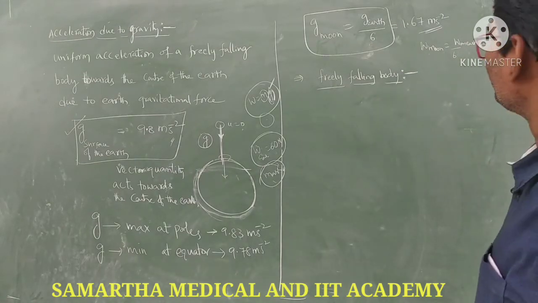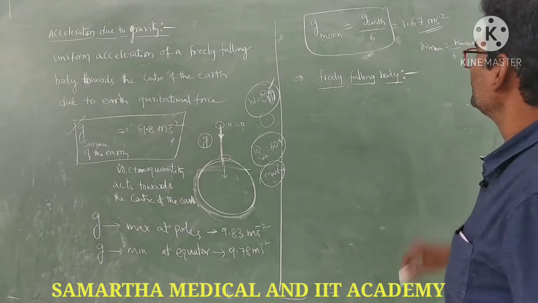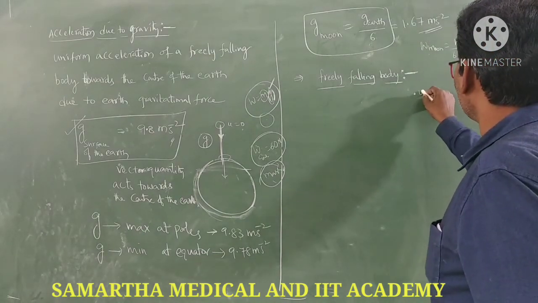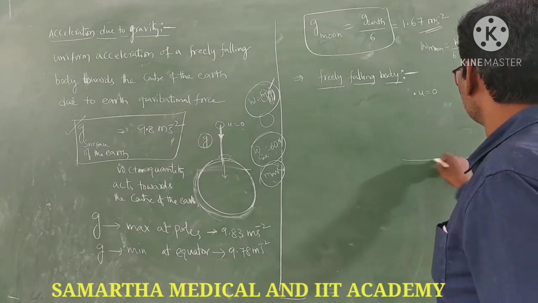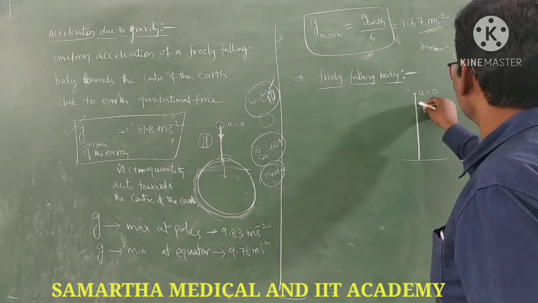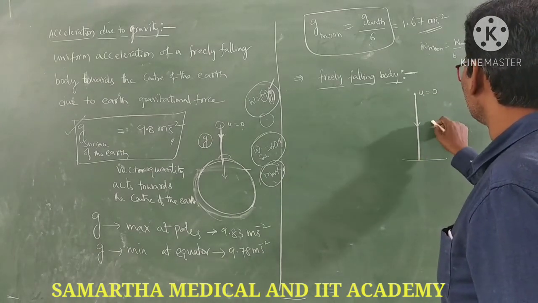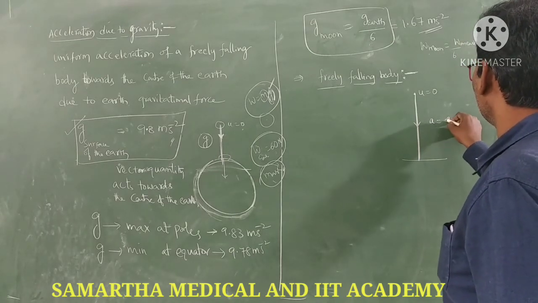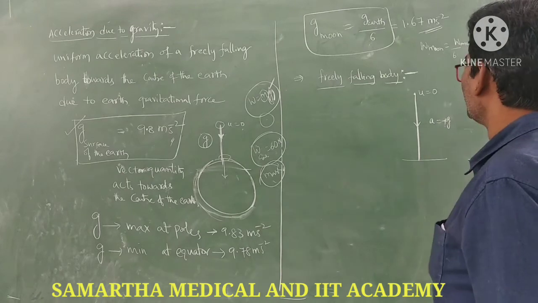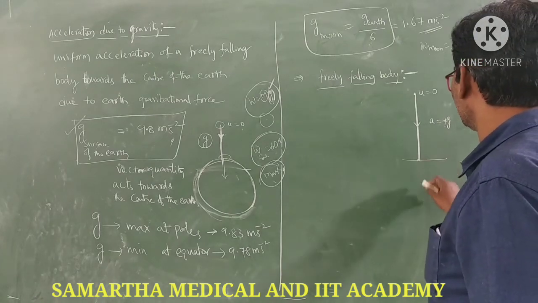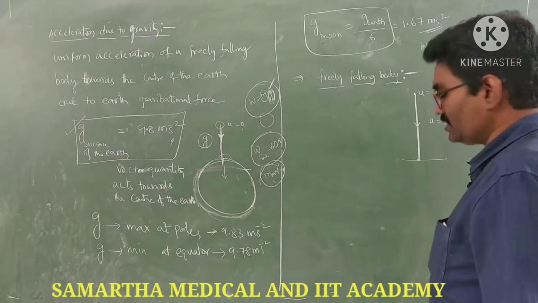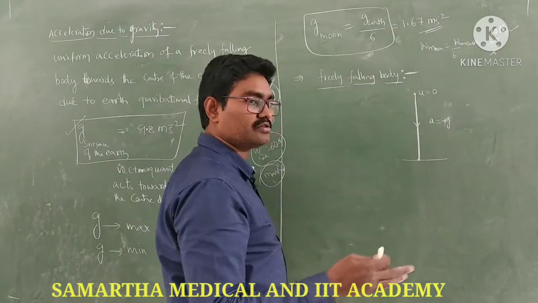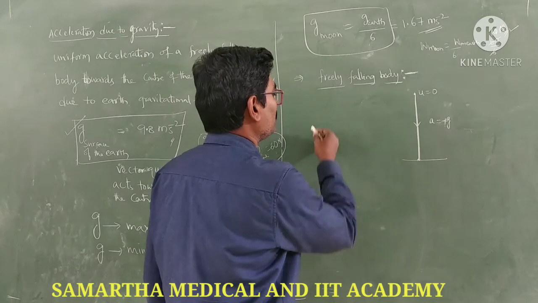Okay. The next: freely falling body. So what is a freely falling body? If a body is dropped from a particular height, you can notice that initial velocity is 0. While it is coming in the downward direction, a is equal to plus g here. While it is coming downward with plus g, at what speed does it hit the ground? We can apply equations of motion for this. How does the velocity change?